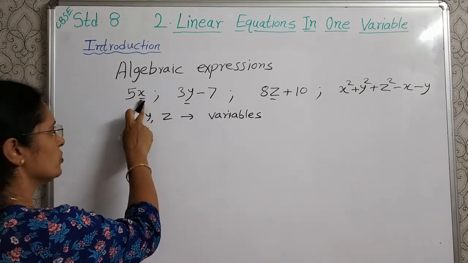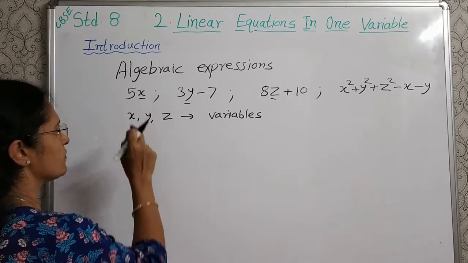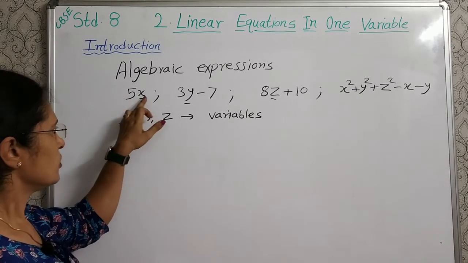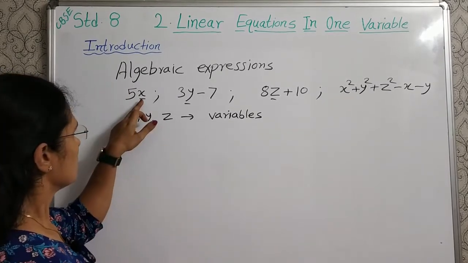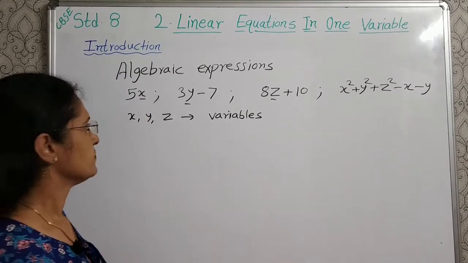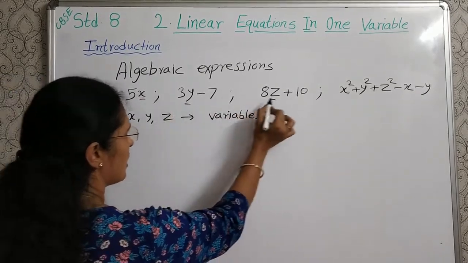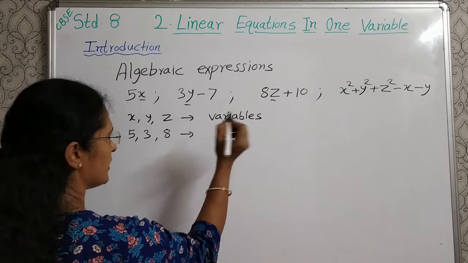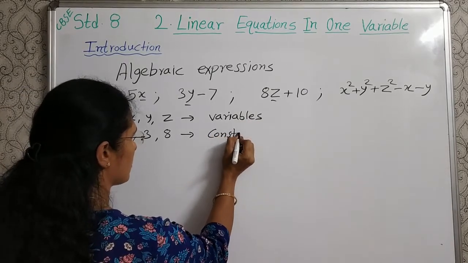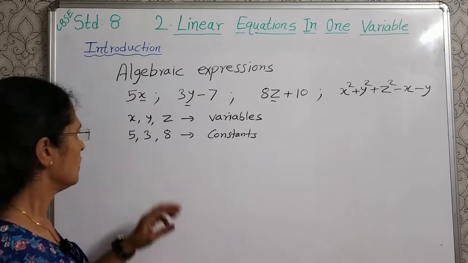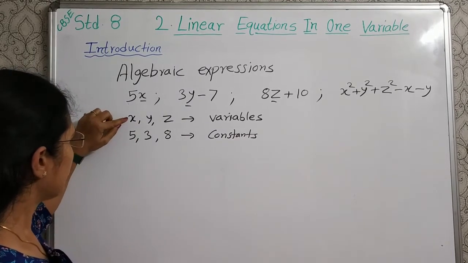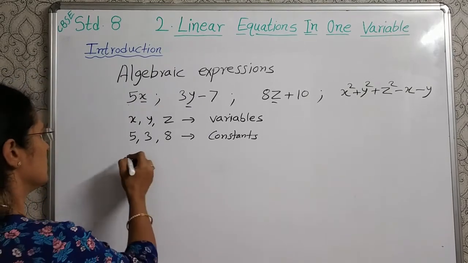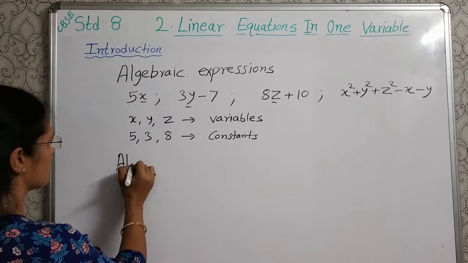Here if you take 2, then the value of this term 5x will become 5 into 2, 10. If you take 3 here, then 5 into 3, it will be 15. So the value of this variable varies. Next, the numbers are called constants. So 5, 3, 8, 10. These are constants. And together the constant and variable, it also makes a variable only. So remember that.